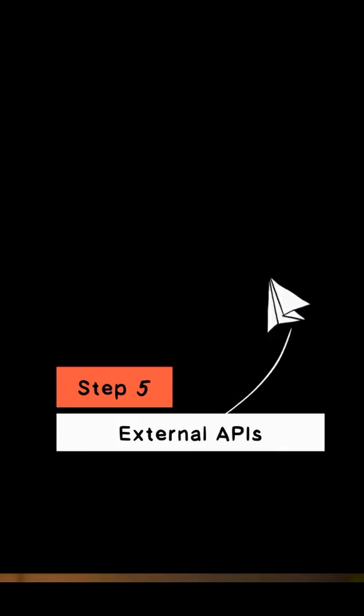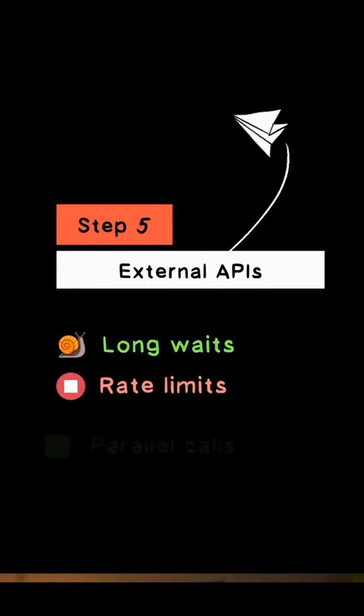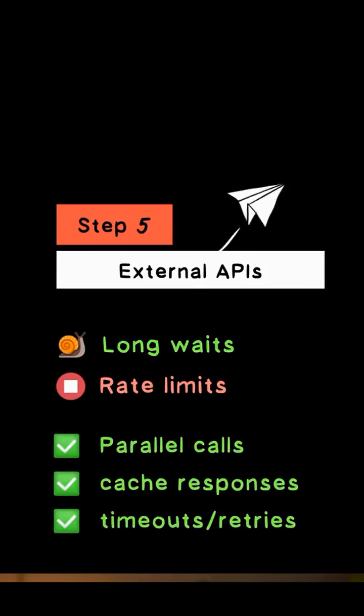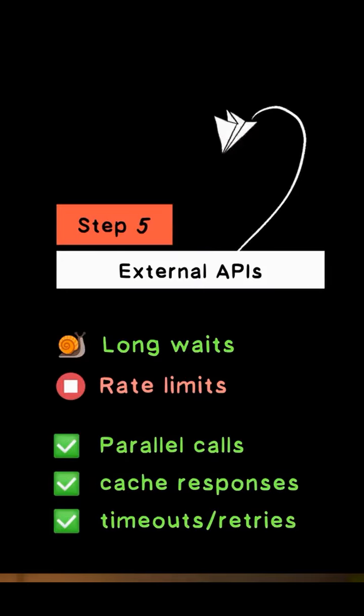Issues can also be in the external APIs. It may be the external API which is making you wait, or maybe you are hitting the rate limits, so now you have to slow down. You can fix these issues by having parallel calls if you have sequential, caching the responses, and having proper timeouts and retries.